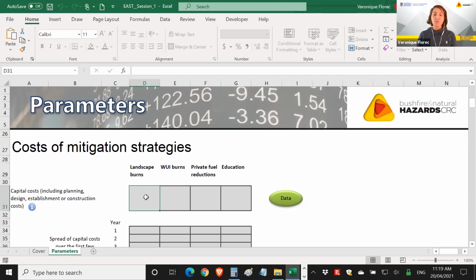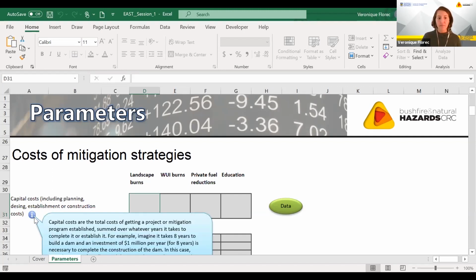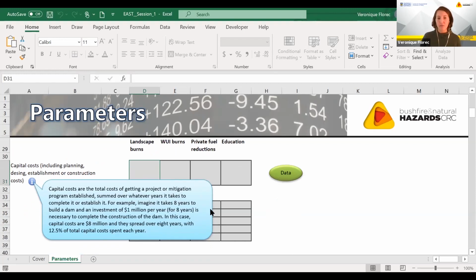If it is, for example, a dam that is being built to prevent floods in an area, it will be the cost of constructing that dam. So it's basically everything that happens at the start before the mitigation option is in place, and to actually permit that mitigation option to be implemented. If you hover over the little information icon and you click on it, then you have this little pop-up that basically tells you the definition of capital cost.